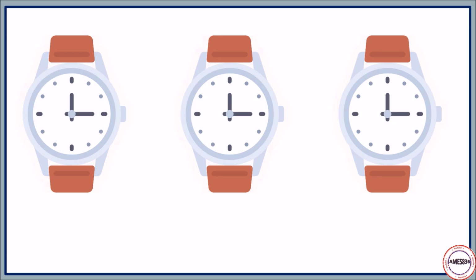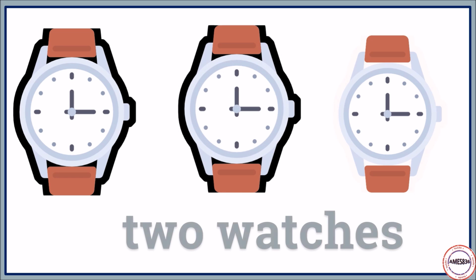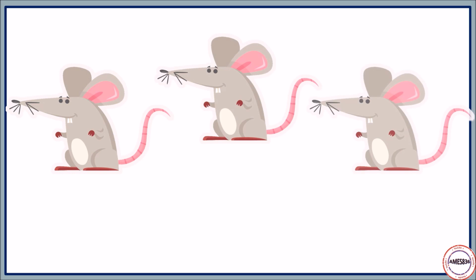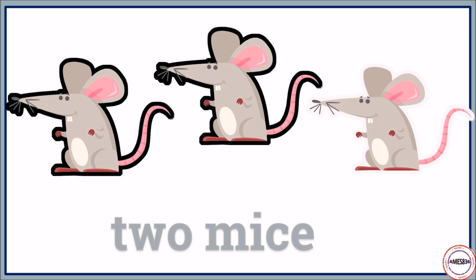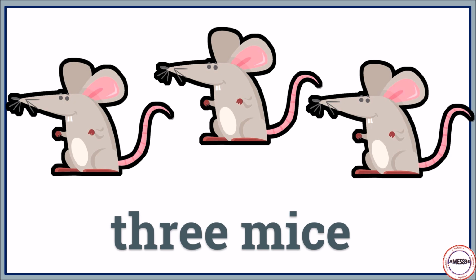And how many watches are there? 1 watch, 2 watches, 3 watches. There are 3 watches. And how many mice are there? 1 mouse, 2 mice, 3 mice. There are 3 mice.